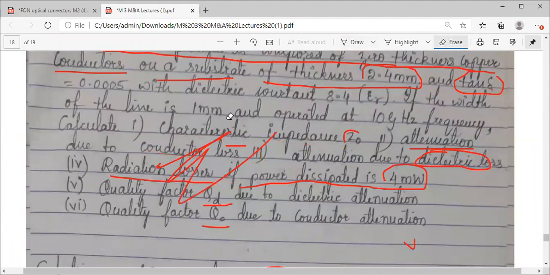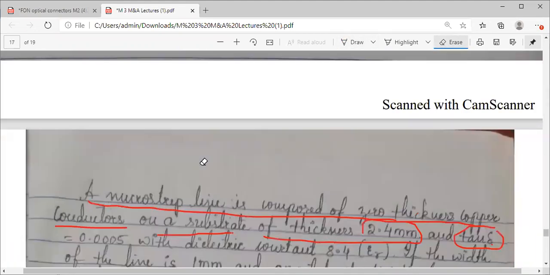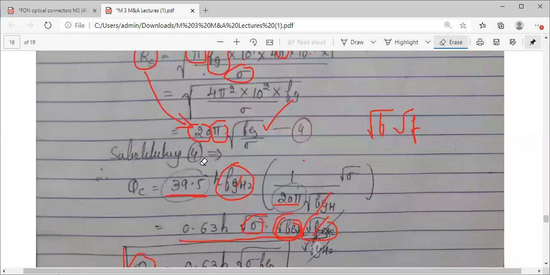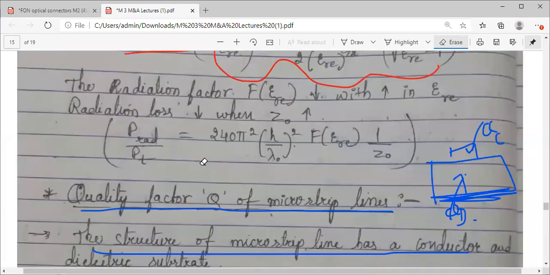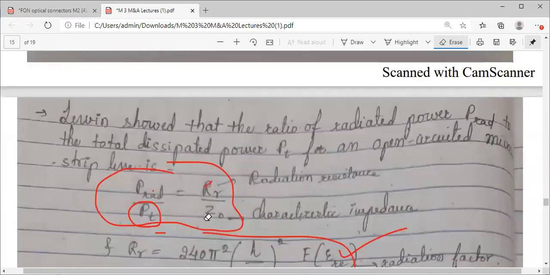Power dissipated is given. Radiation losses we need to calculate. So how will you go? How should be the flow? I'll just give you the hints. That's you can do it.